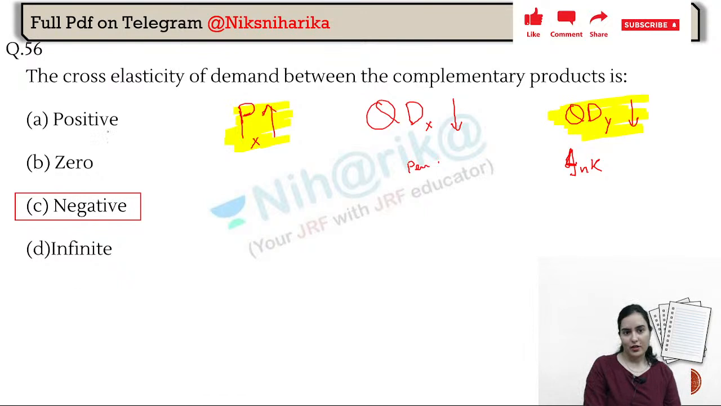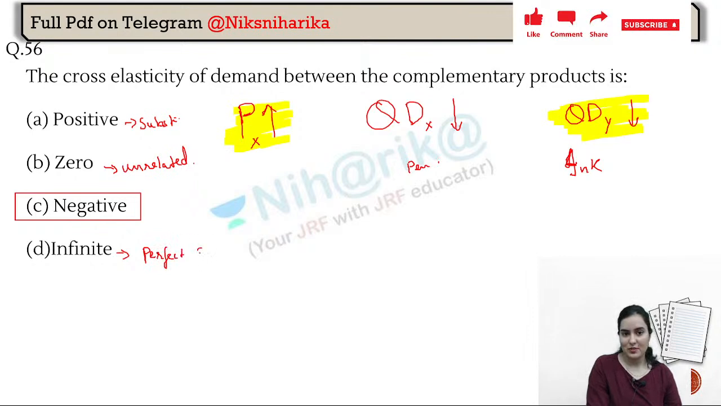Okay. Now, if we want to answer all the points: we have done all the points in class. Cross elasticity in case of substitute products is positive. Cross elasticity of unrelated products is 0. Cross elasticity of perfect substitutes is infinite.